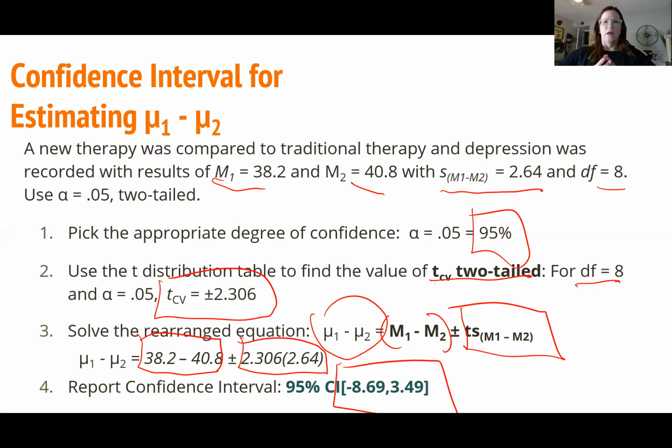Now, before with the one sample t-test, we said, oh, if the population mean falls in between there, then we're retaining the null, because that's what we're testing against, that null.